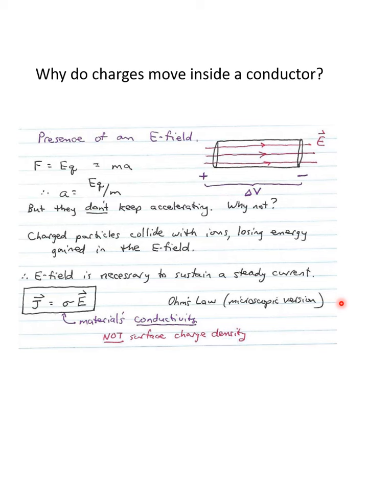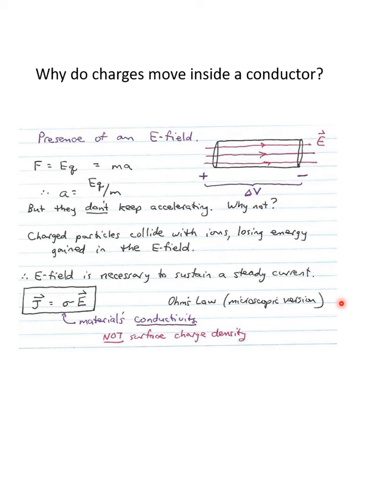Now, sigma is a constant that refers to the material's conductivity. We've come across sigma before in a different context. In the previous lesson, sigma was the surface charge density, coulombs spread out per meter squared. This is a completely different sigma, but it's the material's conductivity. It refers to how well the conducting material allows charges, the electrons, to move through it.